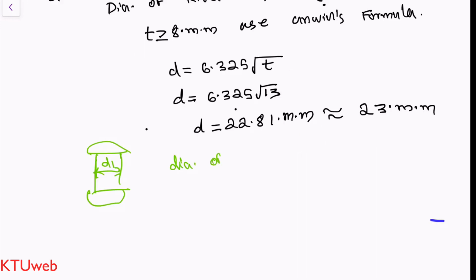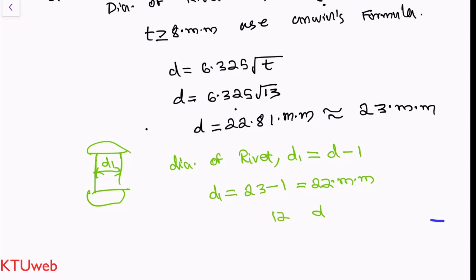Diameter of rivet d1 is equal to d minus 1 mm. Since we have to put a rivet in a rivet hole, we have to take a 1 mm lesser rivet, and that means d1 is equal to 23 minus 1, that is 22 mm. This is applicable for most rivets when the diameter d is between 12 and 24 mm, and most of the problems will be under this category. You can always subtract 1 mm from the rivet hole to get the diameter of the rivet.